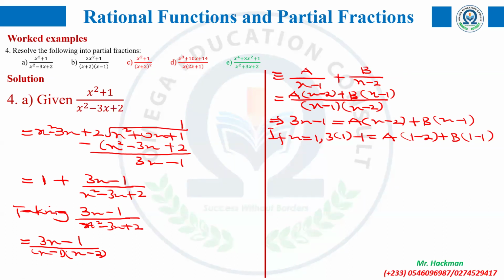Sir, please, the x is equal to 1, you generate it from the denominator, or it was just a random guess?